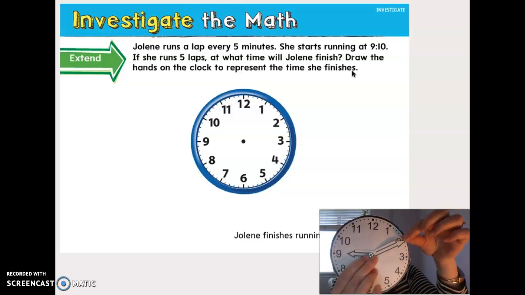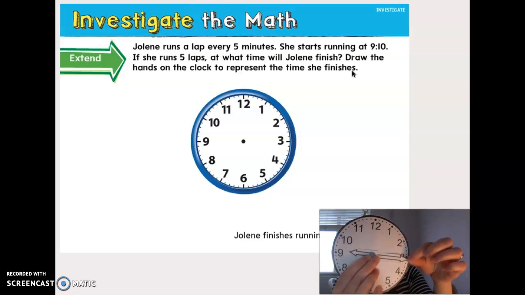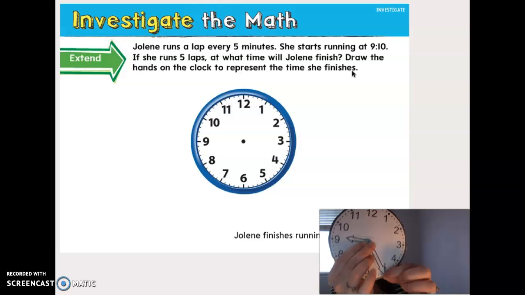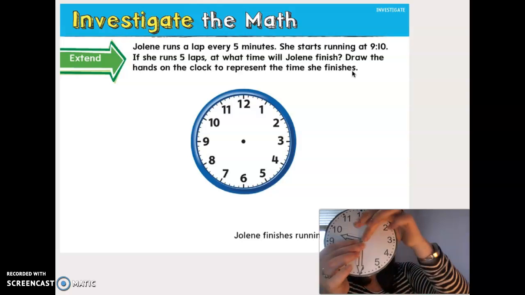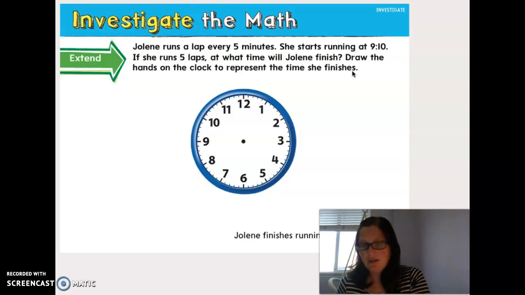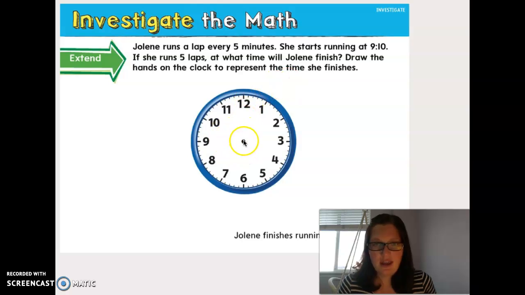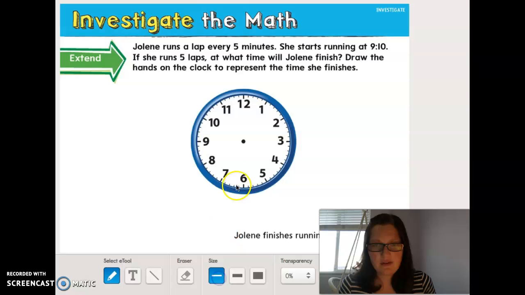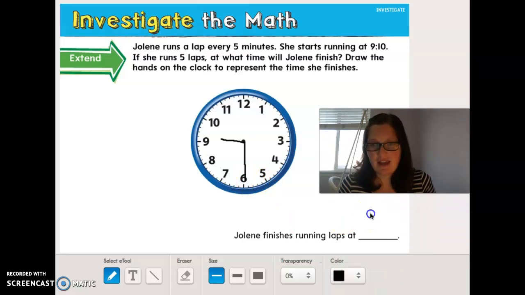So we would jump our clock around 5 minutes, 5 times. So this is lap 1, lap 2, lap 3, lap 4, and lap 5 being hidden by my hand. There we go. Okay, so she would start at 9:10 and she would finish. Draw our hand. There would be 9:10 on the 2, 15, 20, 25, and 30 would be 5-minute laps 5 times. So she finishes at 9:30.